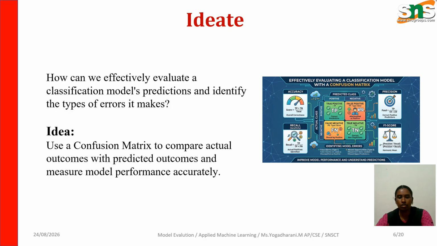Suppose our model predicts whether an email is spam. We have 100 mails. The model predicts some as spam, some as not spam. But we need to know whether these predictions are correct. Here, how can we compare the actual result and predicted result systematically? The solution is the confusion matrix. It gives us a simple table where we can clearly see correct predictions and incorrect predictions.